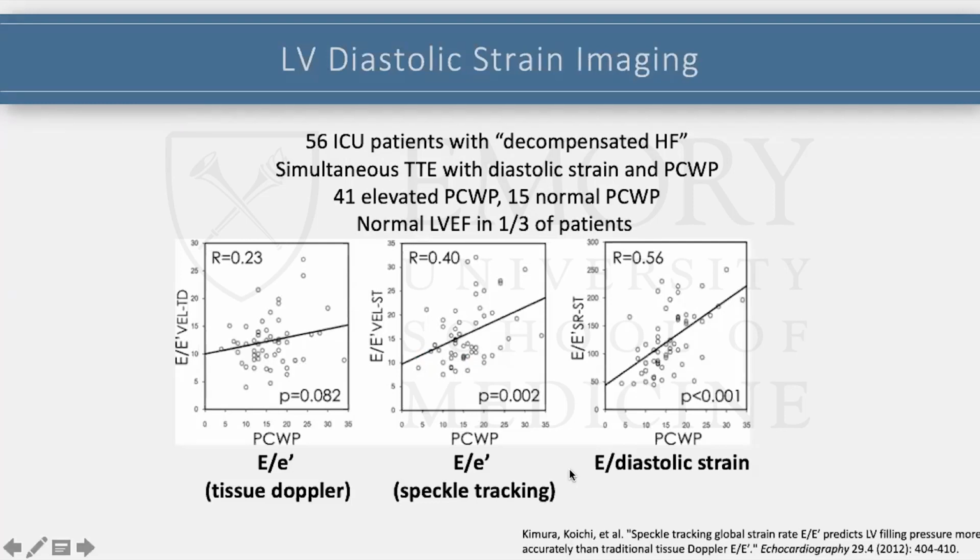And then finally, we can just look at diastolic strain of the LV. This is a study that looked at ICU patients with decompensated heart failure. Some of them had normal EF, some of them had depressed EF, and they looked at 3 different ways of measuring diastology. One is just your standard E to E prime. Another is E to E prime that, rather than using tissue Doppler, actually uses speckle tracking, which may be slightly more reliable. And then finally, diastolic strain. And this is just to show that in this study, they got their best correlation basically when they used diastolic strain.